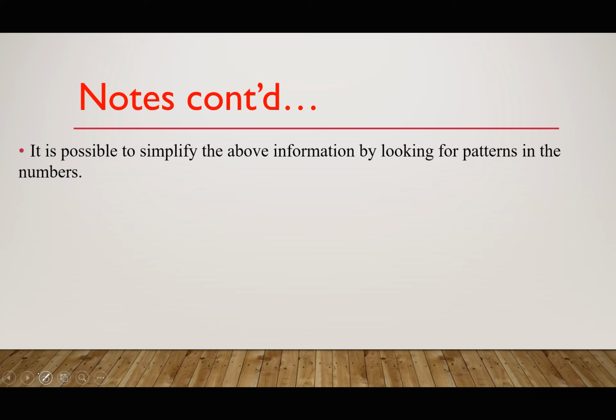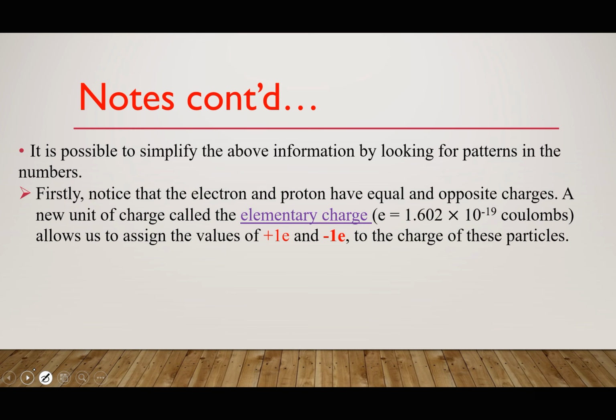It is possible to simplify the above information by looking for patterns. Let's look at the patterns in the table that I've just drawn. First, notice that the electron and the proton have equal and opposite charges. A new unit of charge called the elementary charge, which is 1.602 times 10 to the power of minus 19 coulombs, allows us to assign values of positive e and negative e to the charge of the particles.